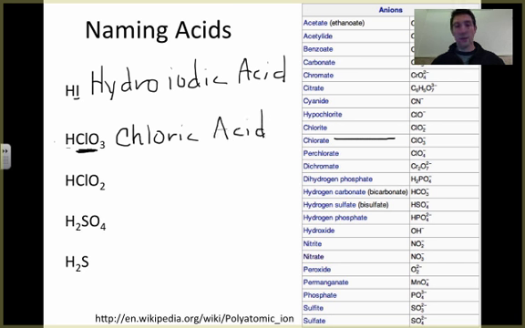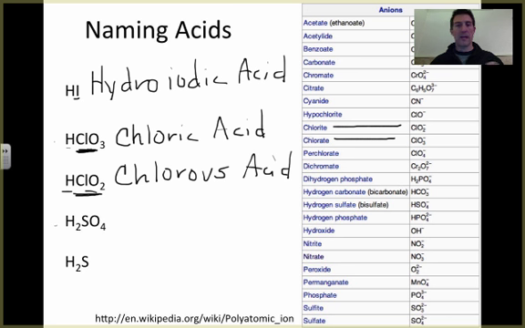Now let's look at the next one. Again, red flag, it has a hydrogen. Second red flag, it has an oxygen. So I need to look up the second part of it, and I see it right here. It's chlorite. So ite goes to ous, and I add acid. This is chlorous acid.